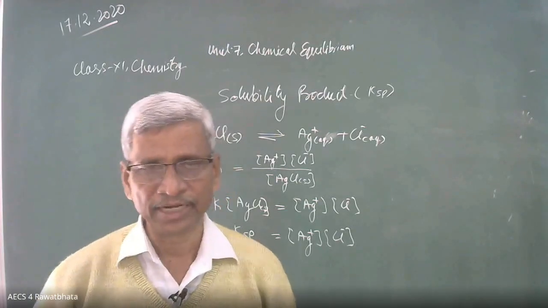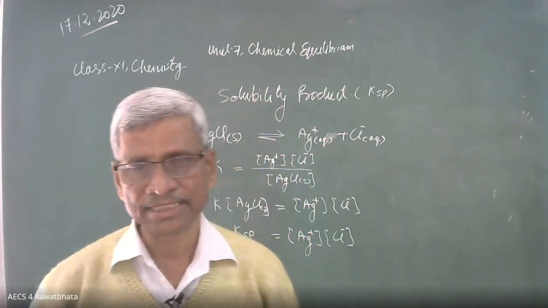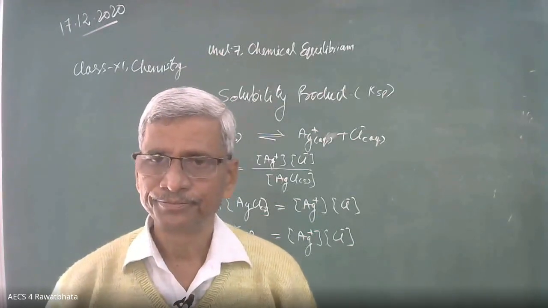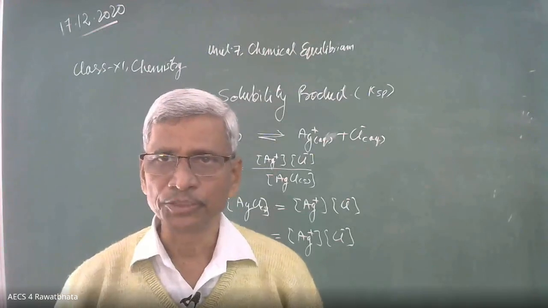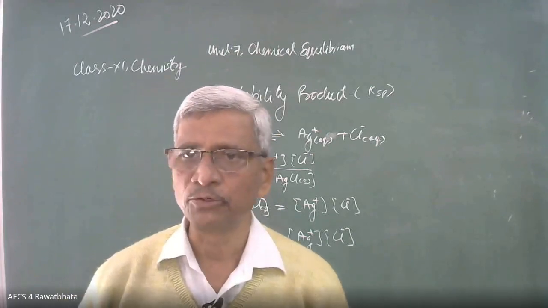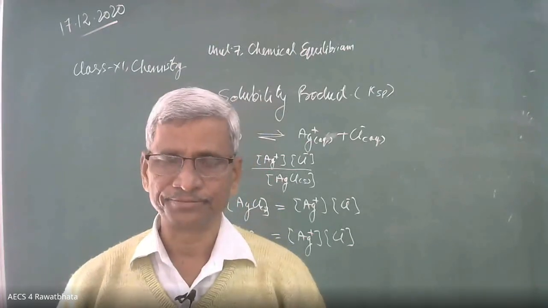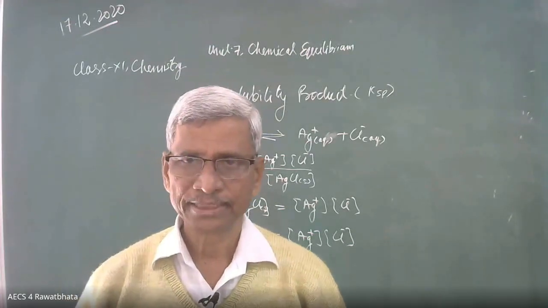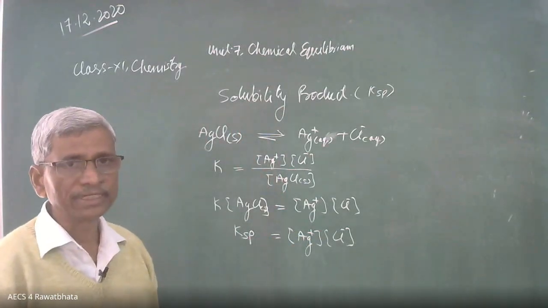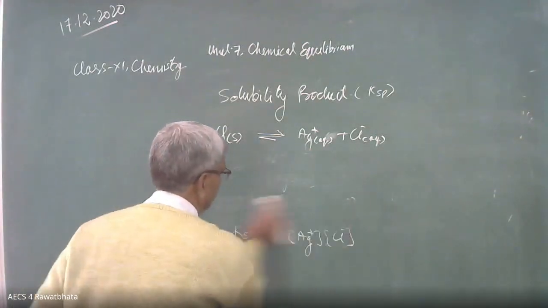Okay, definition clear? You can write it. It is the product of molar concentration of ions in a saturated solution of a sparingly soluble substance. It is called solubility product. So here this derivation is not needed. Directly we have to write this expression for the particular substance. For this AgCl, this is the expression of solubility product.